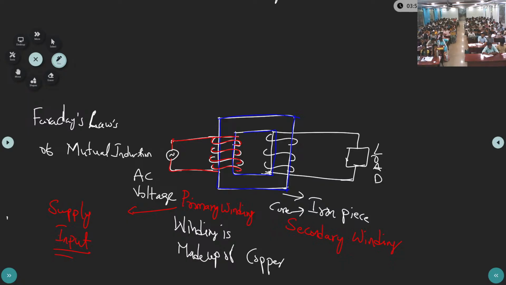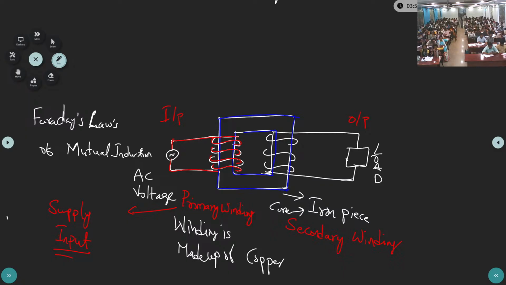The winding which is connected to the output or load is the secondary winding. Here is the input, and here is the output. Input we are giving AC, output also we are getting AC. No change of voltage type, AC to AC only. What is the meaning of primary winding? The winding which is connected to the input is called the primary winding. The winding which is connected to the load or output is known as the secondary winding.